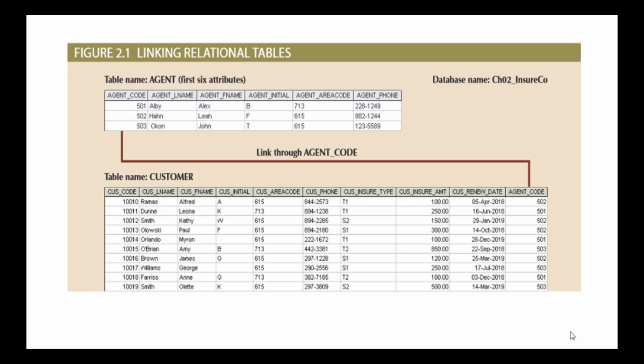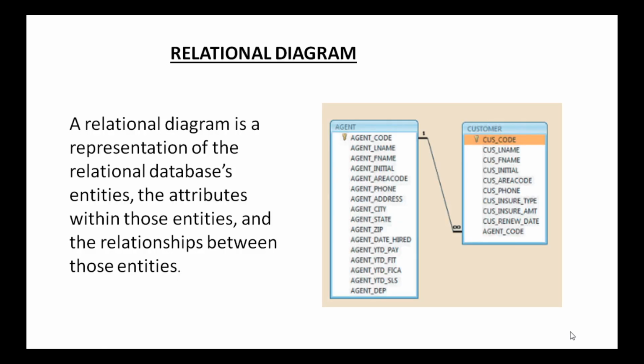And what is the relationship between those two? One agent may have so many customers, but each customer belongs to only one agent. And don't worry, students, in the next chapters we will discuss these concepts very well. And coming to the relational diagram, a relational diagram is a representation of relational databases, entities, attributes, and the relationships between those entities.